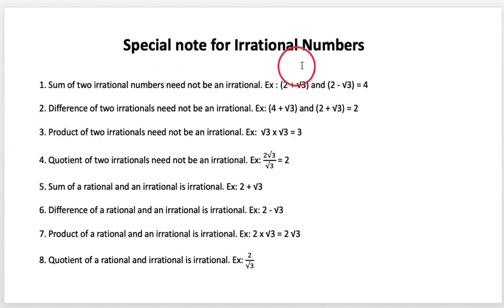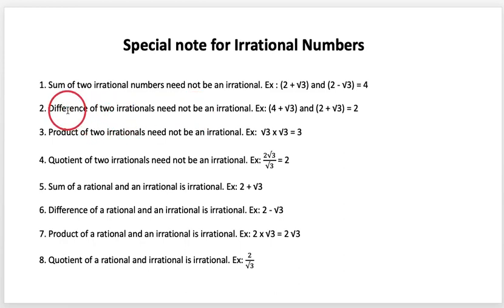Now, a special note for irrational numbers. The sum of two irrational numbers need not be irrational. For example, sum means addition. Take two irrational numbers, 2 plus root 3 and 2 minus root 3. If I do the addition, what will we get? Root 3 and minus root 3 will cancel, so the answer is 4. So 4 is a whole number, it's not an irrational number.